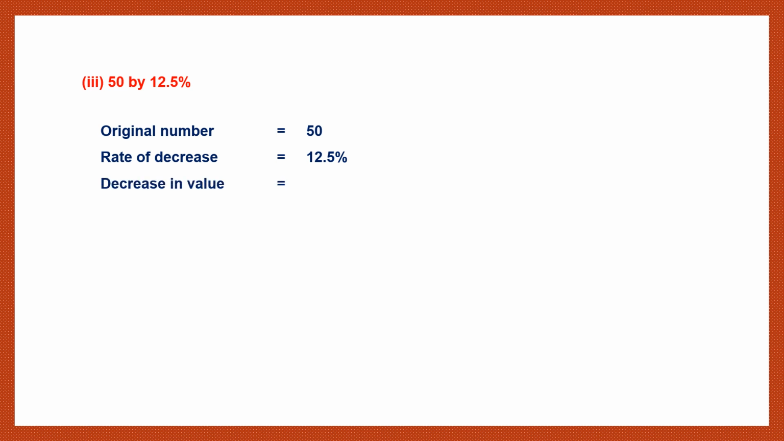Question 3. Decrease 50 by 12.5%. So find 12.5% of 50 and subtract it from 50. So let's start by saying the original number is 50. The rate of decrease is 12.5. The decrease in value is 12.5% of 50. So when you have a decimal number, first put it in the form of a fraction.